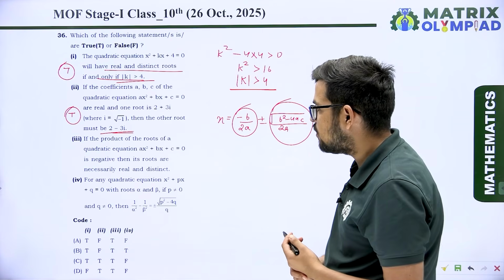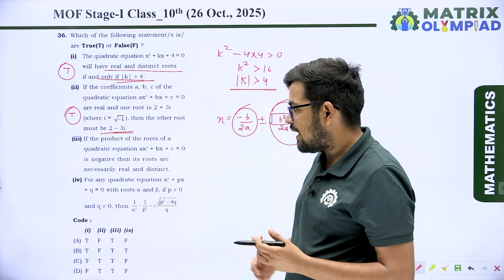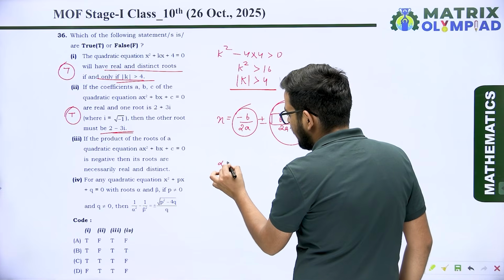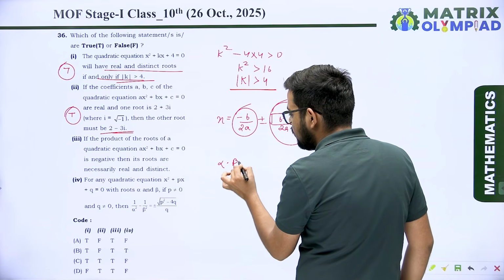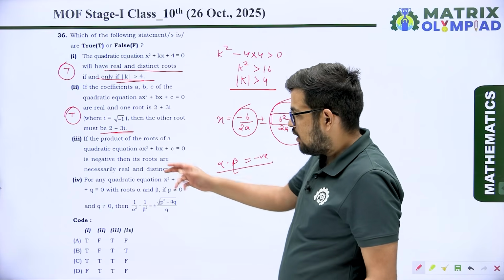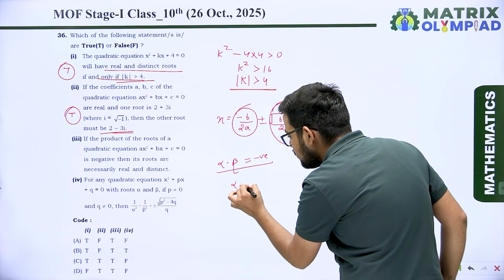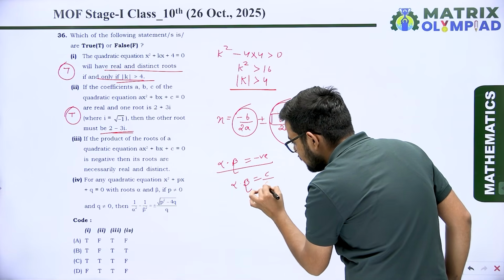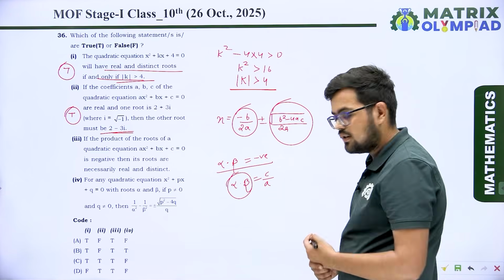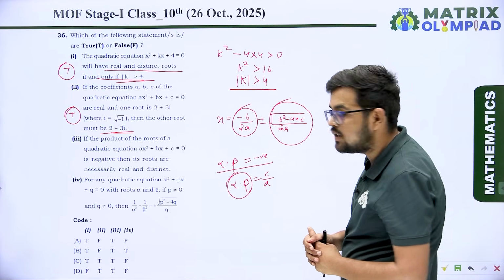Third one: if the product of the roots of the quadratic equation is negative, then its roots are necessarily real and distinct. Just assume the roots are alpha and beta, so the product of roots is negative. Now here x square plus bx plus c, so alpha dot beta represents c upon a. It means if this one is negative, the signs of c and a are opposite.